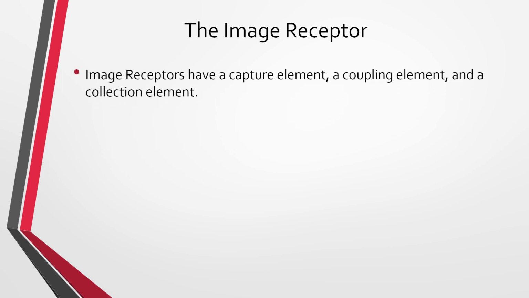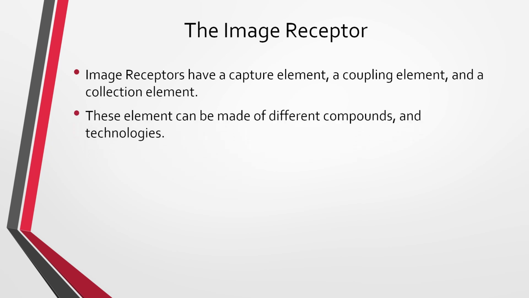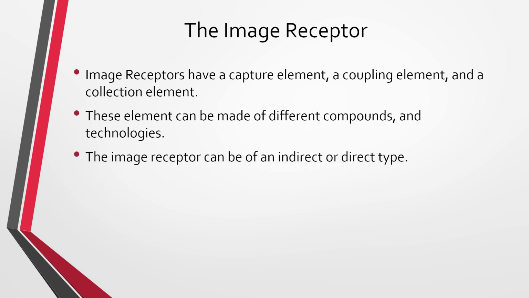Image receptors have a capture element, a coupling element, and a collection element. These elements can be made of different compounds and technologies, and of course we'll talk about all these. The image receptor can be of an indirect or direct type. So there's two different types of image detector, and it can use different types of technology. But for the most part, each one has a capture element, coupling element, and a collection element. Some don't have a coupling element, and we'll talk about that.